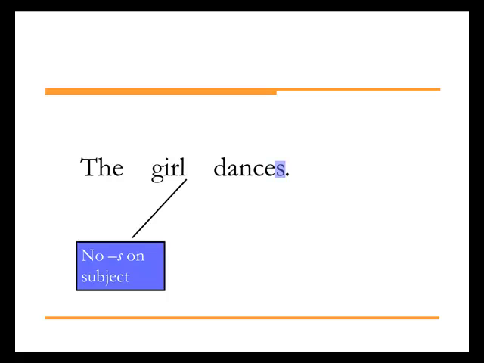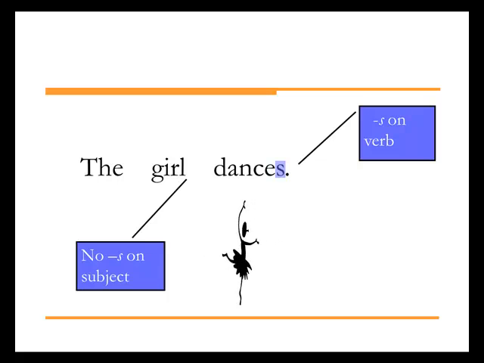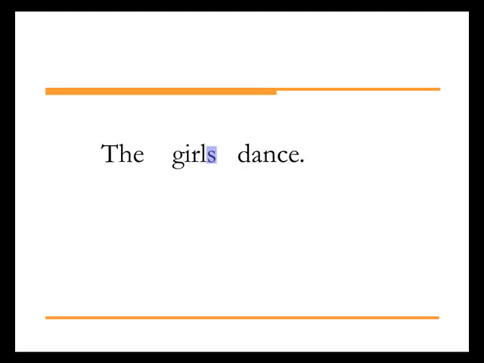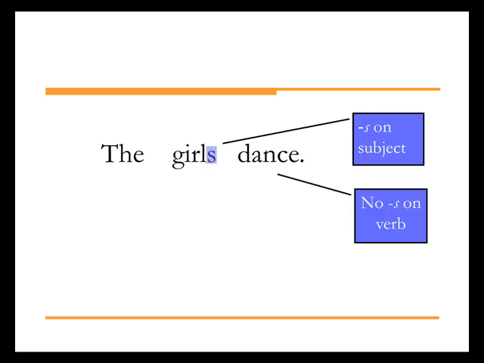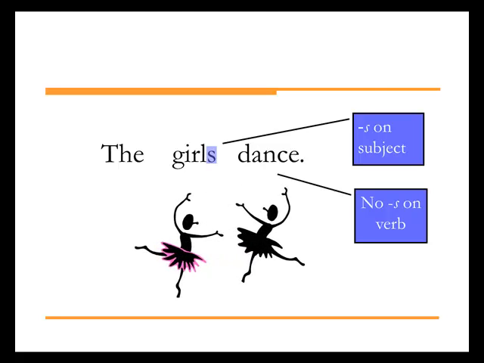For example, the girl dances. This is correct subject-verb agreement. Girl is my subject, and there's no S on the end of it. So it has to take a singular verb with the S on the end. If I have this sentence, the girls dance, notice that I have an S on the end of my subject. It's plural. So, guess what? There's no S on the end of the verb.